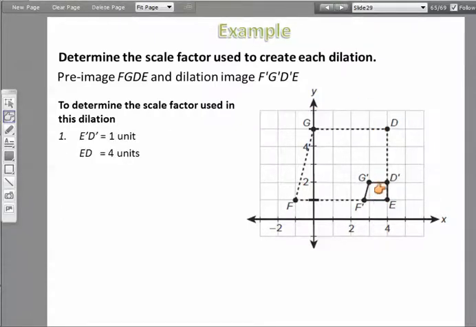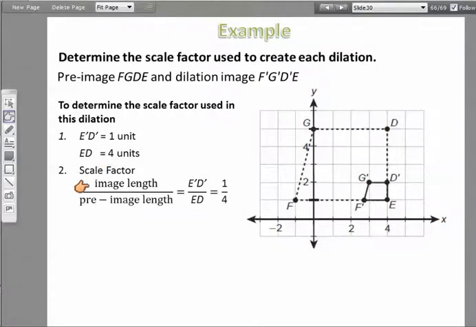Okay, well the E prime D prime right here is 1 unit long. Right? ED is 4 units, because I go from E, I go 1, 2, 3, 4. It's 4 units long. So remember, the second step was to calculate the ratio. So you've got the image over the pre-image. So I'm going to have 1 over 4. So the scale factor is 1/4. Okay? Remember how if the absolute value is less than 1, it gets smaller? Remember that? And if it's positive, it's going to get closer to the center of dilation.